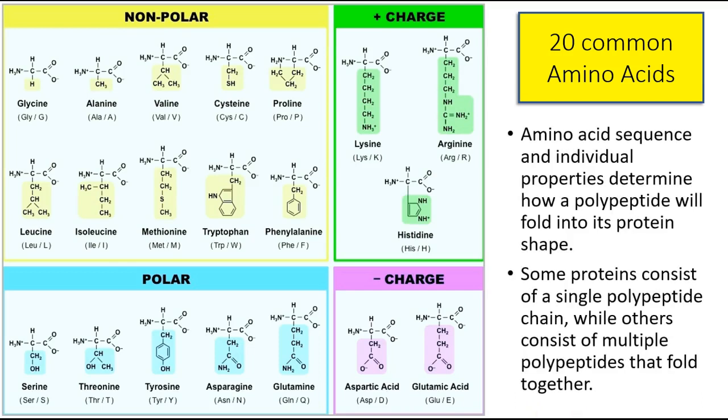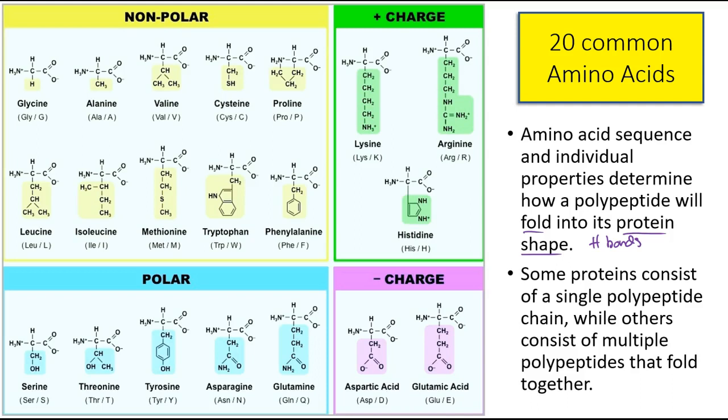Amino acid sequence and individual properties determine how a polypeptide will fold into its protein shape. Remember, most of the time hydrogen bonds between non-adjacent amino acids are going to fold the protein into its secondary, tertiary, and quaternary structures, which we're going to talk about in a minute.